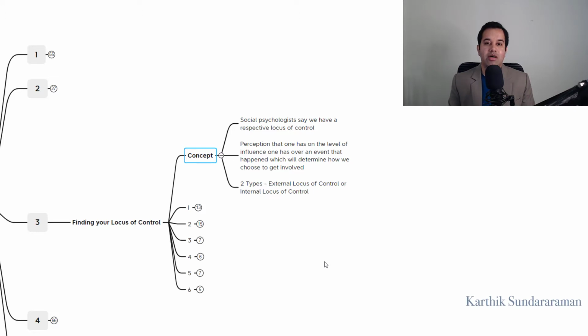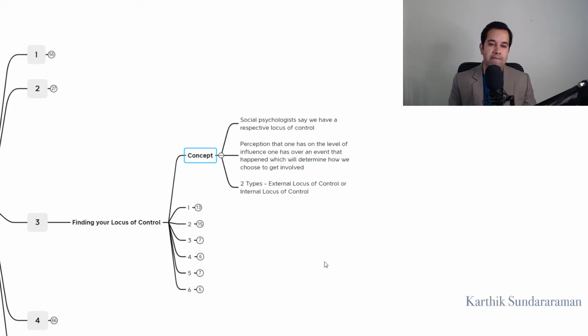The concept goes like this. Social psychologists say all individuals have a respective locus of control. What is this locus of control? It's the perception one has of the level of influence one has over an event that happened, which will determine how we want to get involved. Certain events are happening around you, and depending on your locus of control, you either choose to act because of that event, or you will probably not take any action on it.